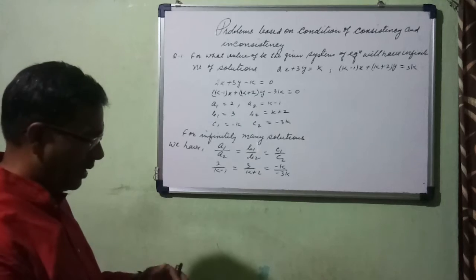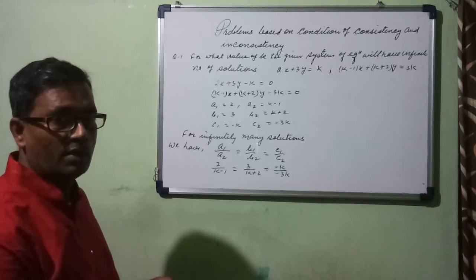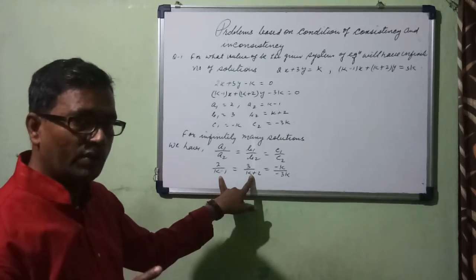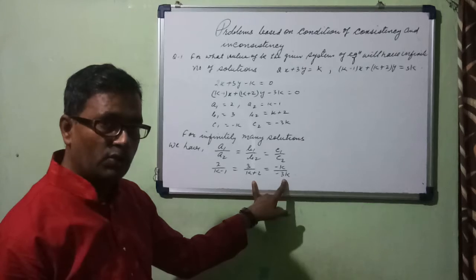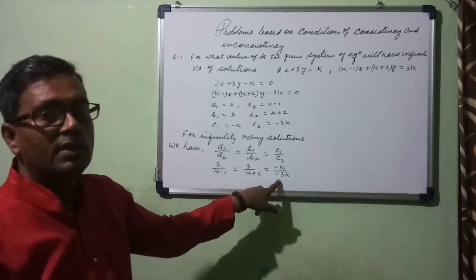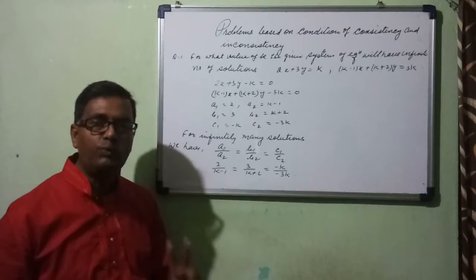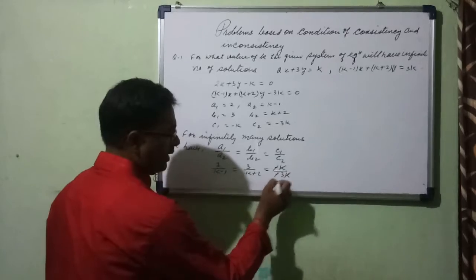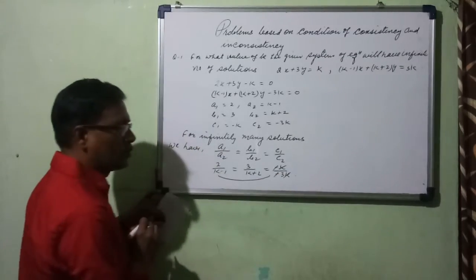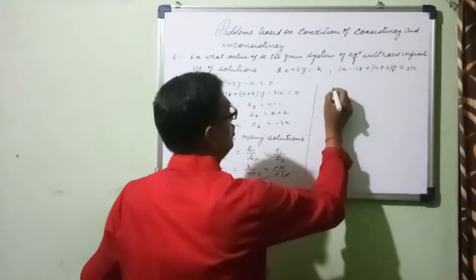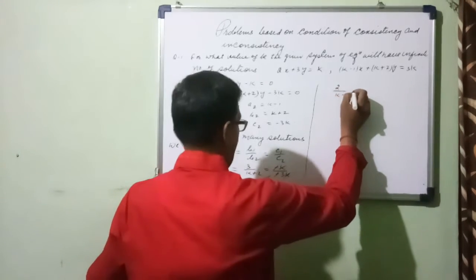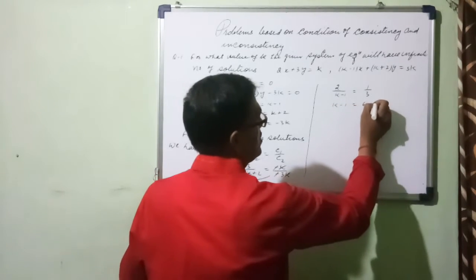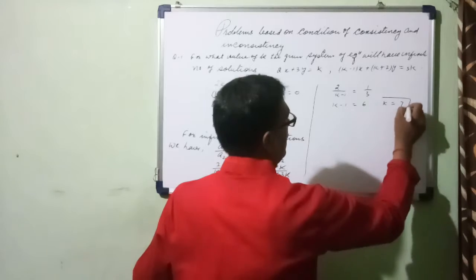Here you notice that there are three relations. If you take the first two together, you get one relation. When you take the last two together, you get a second relation. When you take the first and last together, you get a third relation. But you have to go for any one of the two. So what shall I do here? I will take the negatives cancel, k cancels. So this and this I will take together. You have 2 by k minus 1 is equal to 1 by 3. So k minus 1 is equal to 6. Therefore k is equal to 7.